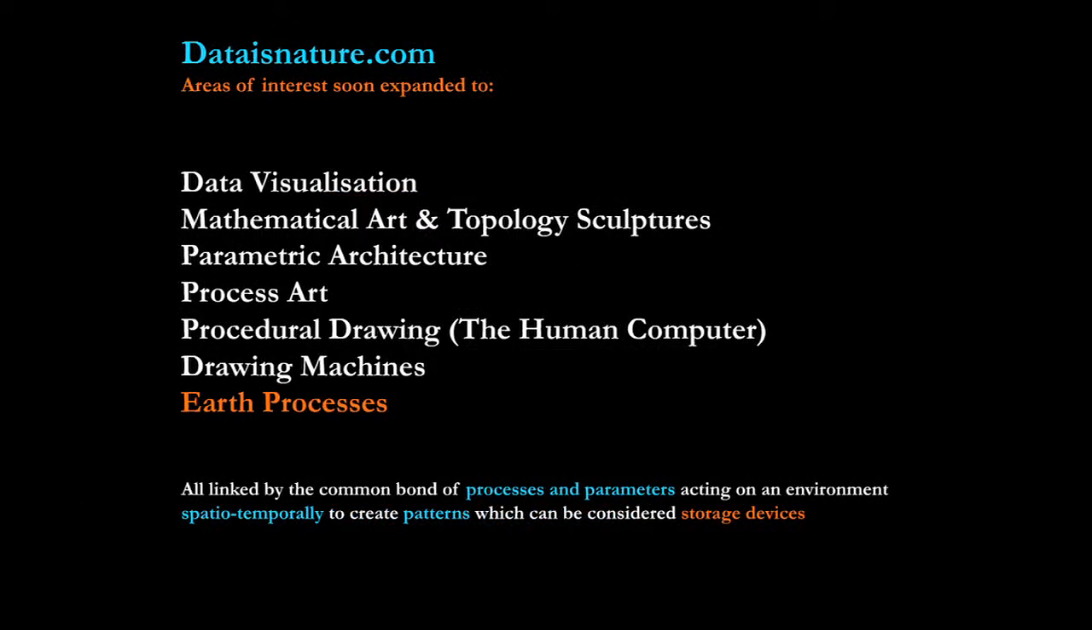So the blog spread out quite a bit and ended up with a much broader remit. Here's a list of all the areas that I've gone on to discuss, I'm not going to read through them. But I believe all of them are connected by two key connections, which are processes and parameters. All of these systems involve processes, parameters and variables to create spatial and temporal configurations and manifestations, and essentially they're all about patterns in some way or another. So I think there's a big connection between all of these.